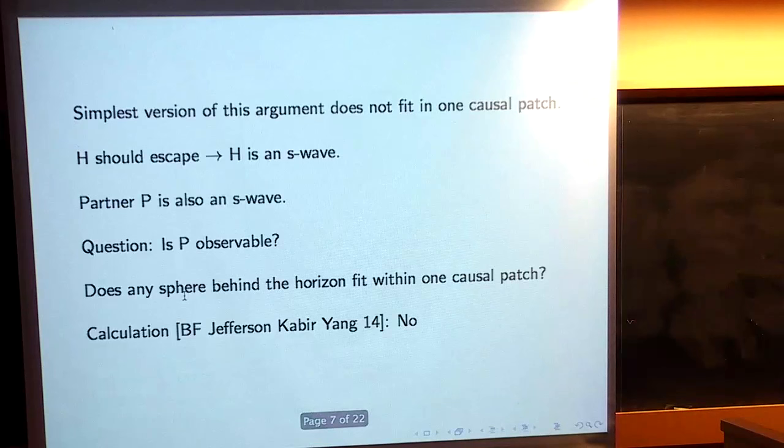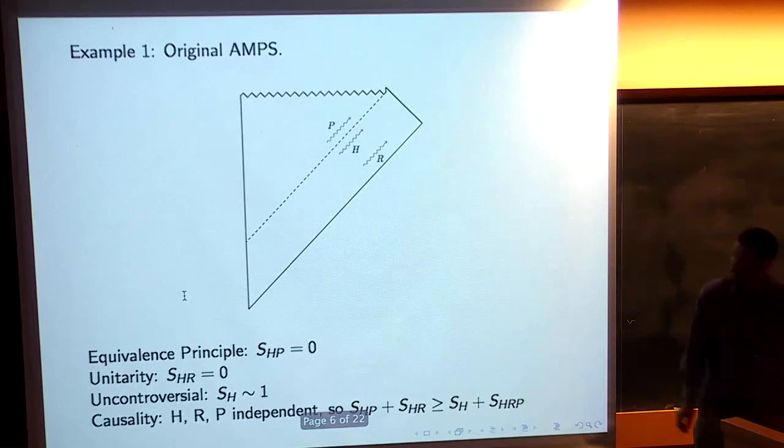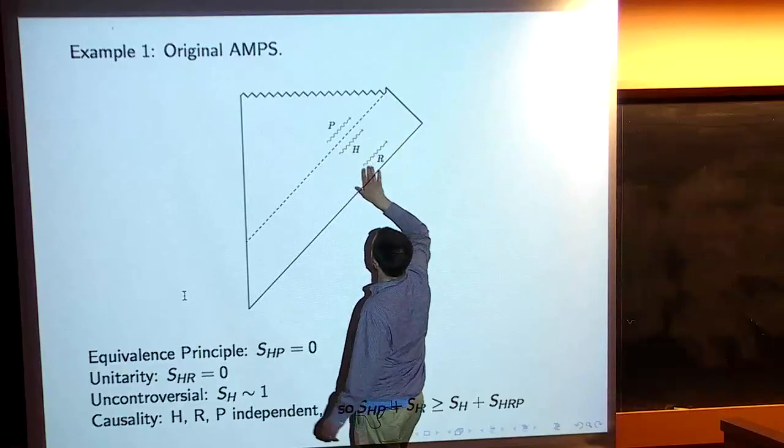The first thing I want to tell you is that the simplest version of this argument does not fit within one causal patch. It kind of looks like it does. If I would go into this picture and draw some backward light cones, then you'd be able to fit all of these things inside the backward light cone of this observer here. But that's because I haven't drawn the angular direction.